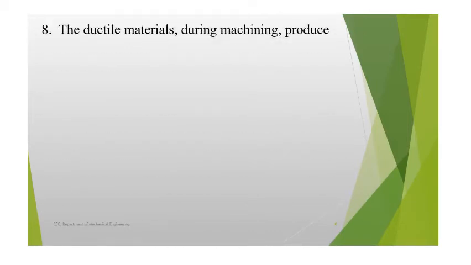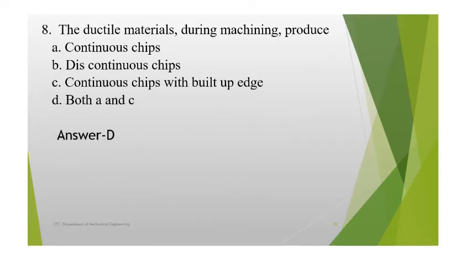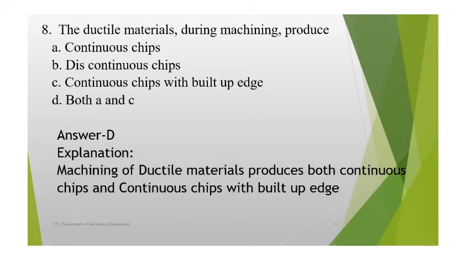The ductile material during the machining process produces continuous chip, or continuous chip with built-up edge, both A and C. So, both continuous chip and continuous chip with built-up edge are produced when machining ductile material.